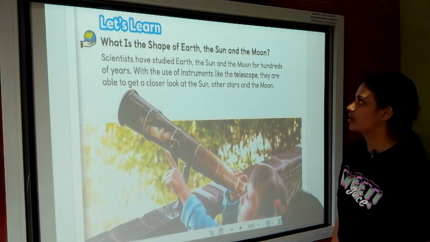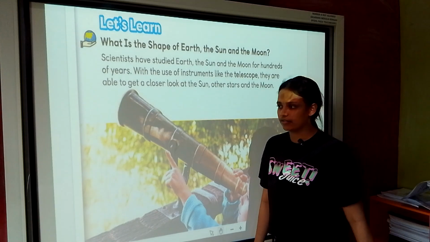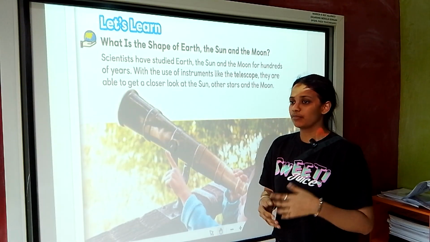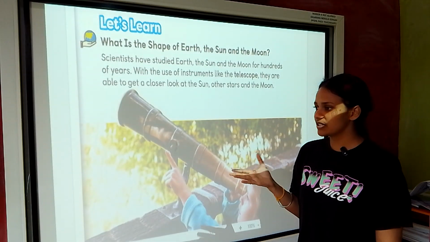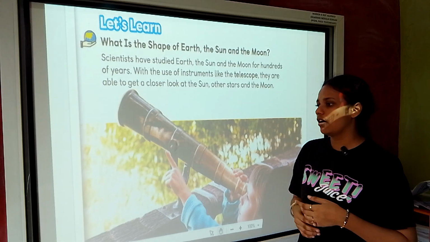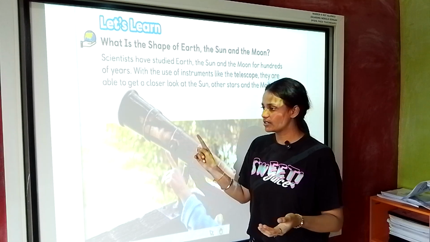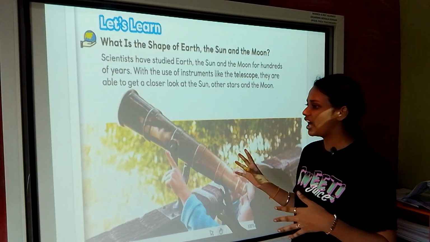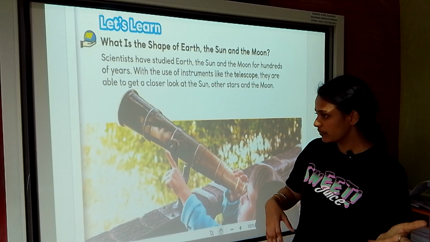What is the shape of the Earth, the Sun, and the Moon? The shape of the Sun, Moon, and the Earth is a spherical shape. It's like a ball floating in space. Scientists have studied the Sun, the Earth, and the Moon for 100 years, using tools like the telescope and the satellite. These tools help them find out about the Sun, Earth, and the Moon.